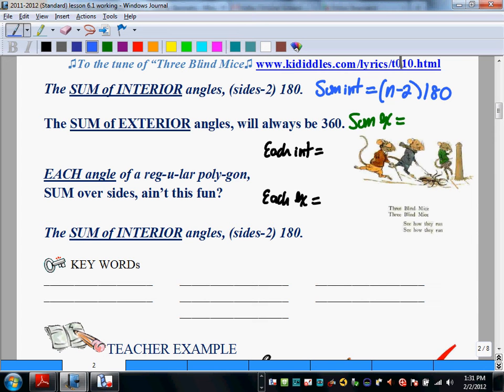All right. The sum of the exterior angles. Who wants to volunteer that one? Sum of the exterior angles. Yes, Fields. Always 360. It will be 360 regardless.